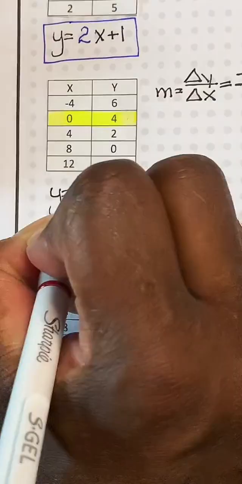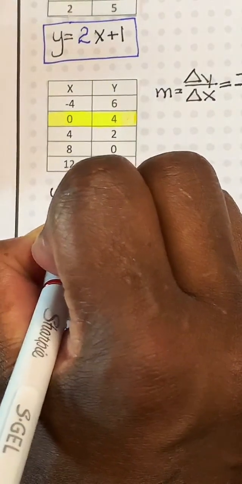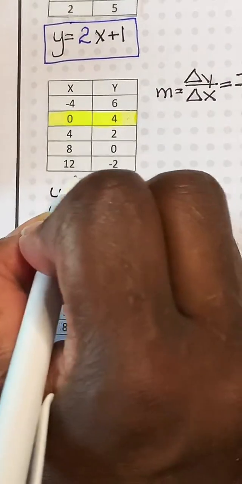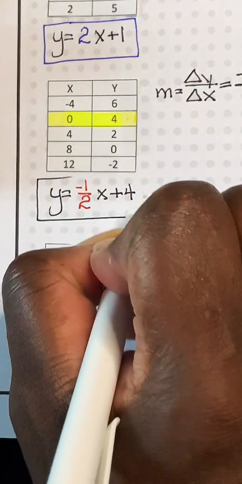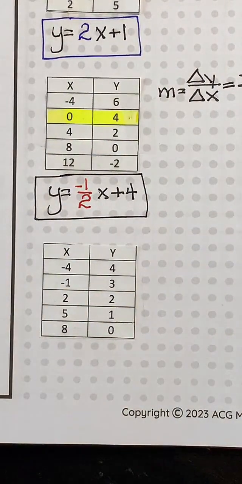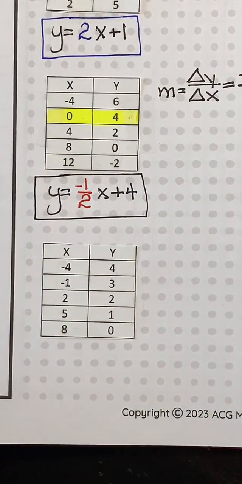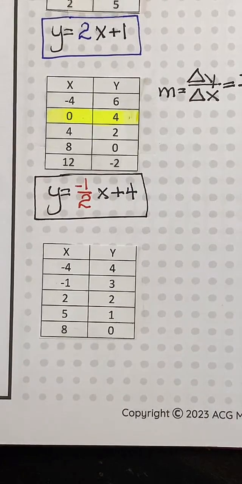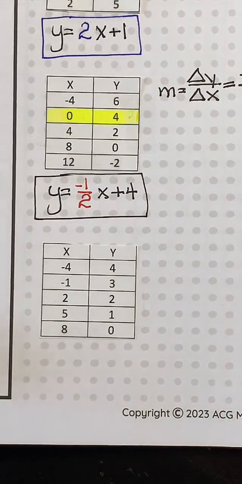So here I'm putting -1/2. So my equation of the line is going to be y equals -1/2 x plus 4. Okay, good. There you go. Good, Lana. Good. All right. How are we feeling so far?